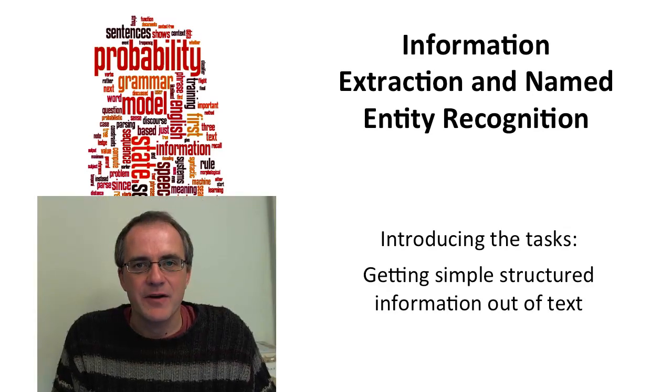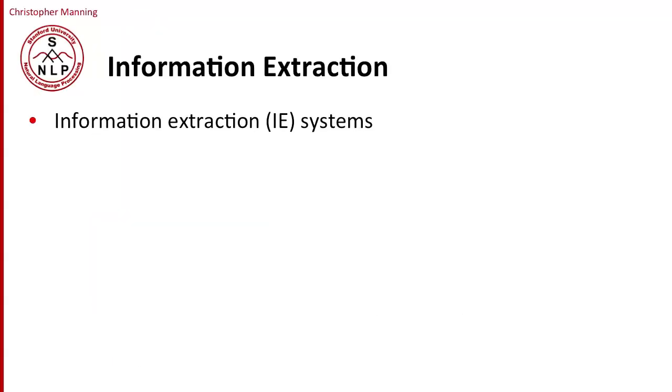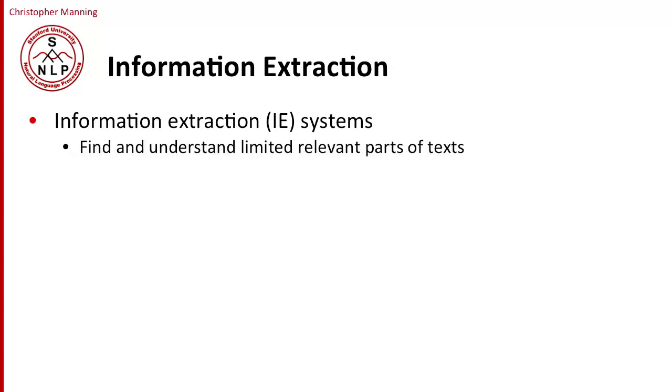Hi, in this segment I'm going to introduce the two tasks of named entity recognition and information extraction, methods for getting simple structured information out of text documents. Let's start with information extraction. The goal of information extraction systems is to find and understand limited relevant parts of a text.